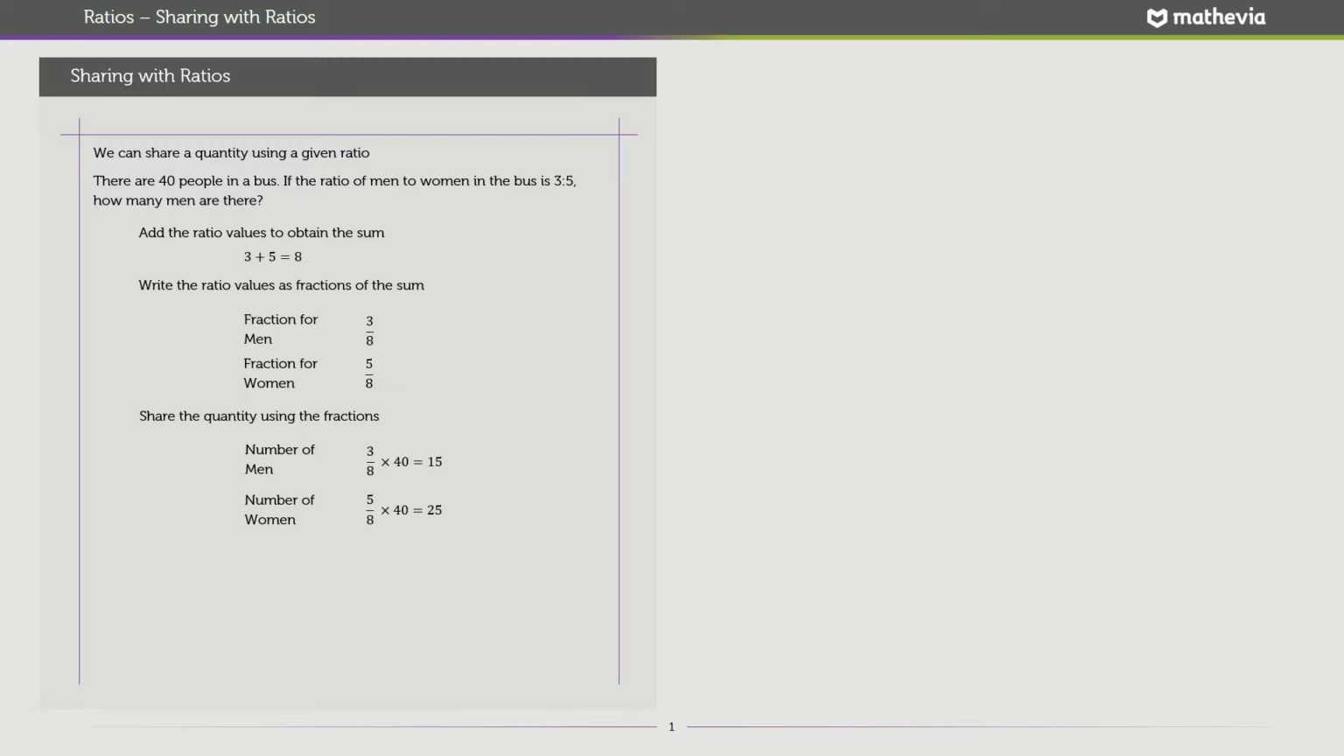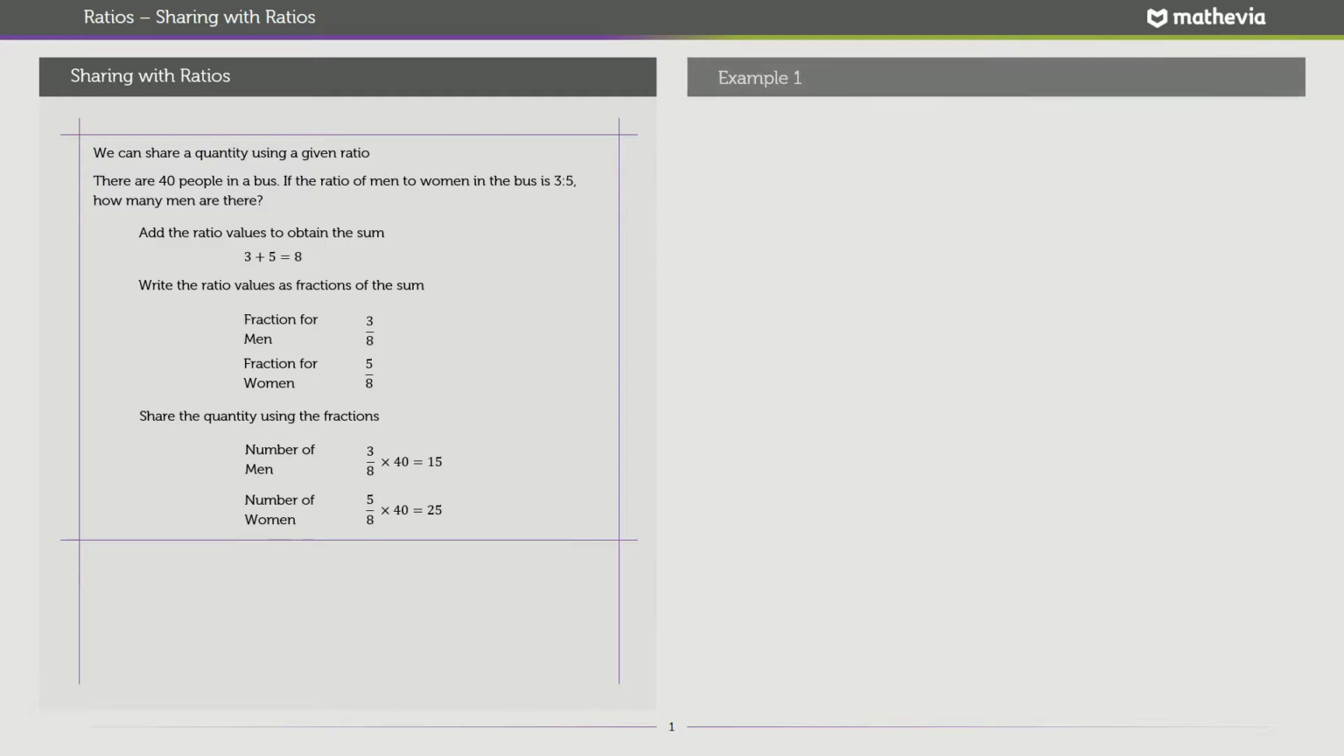And then the next thing you want to do is to find the quantity for each of these ratio values. You simply multiply each of the fractions by the total quantity that you're looking to share. In this case 40, and you share 3 over 8 times 40. When you work that, you have 15. 5 over 8 times 40 over 1. When you work that, you have 25. And that is how you share using a given ratio.